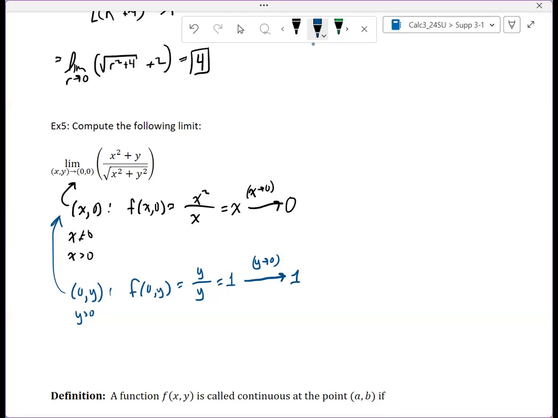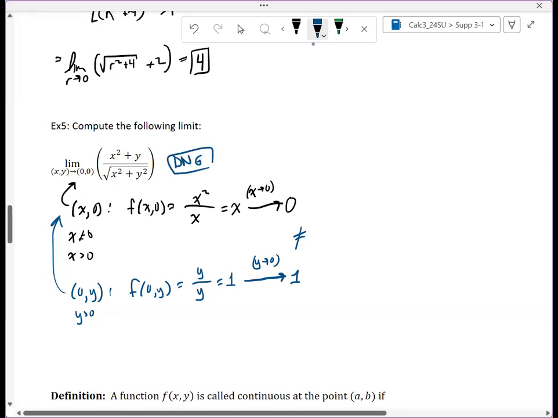I've approached along the two positive sides of the axes, and I've shown that on one hand I get 0, and on the other hand I get 1. These are not equal. This limit does not exist.